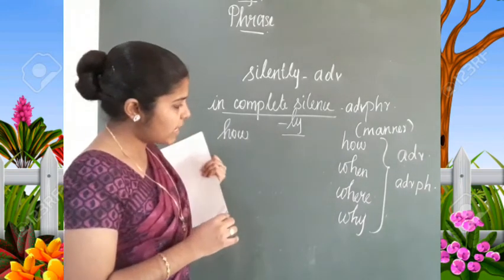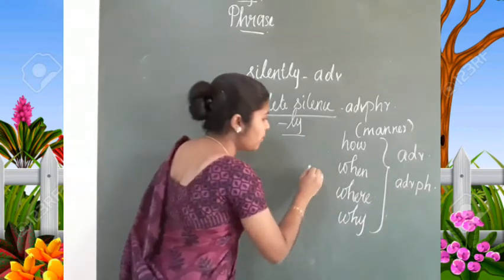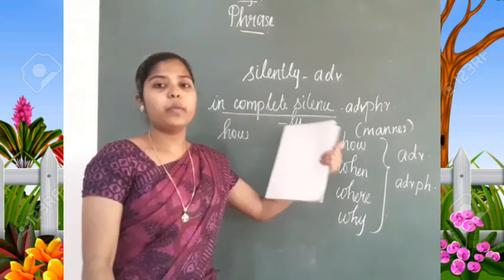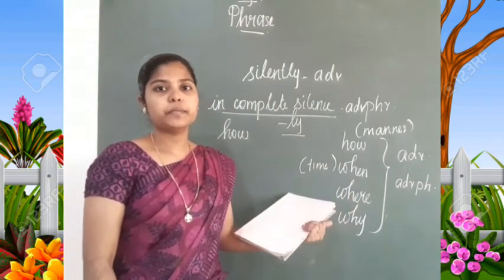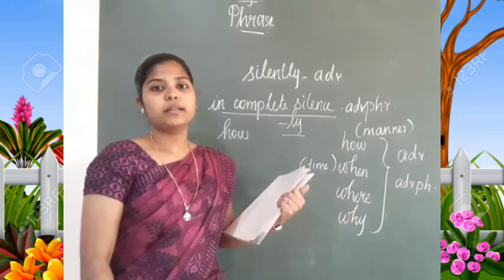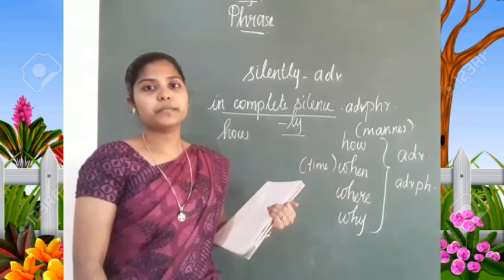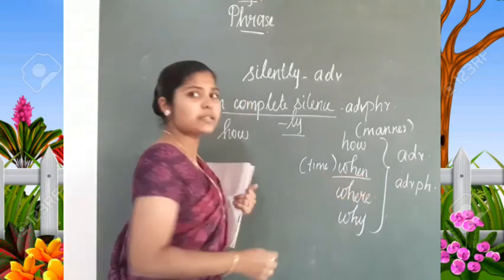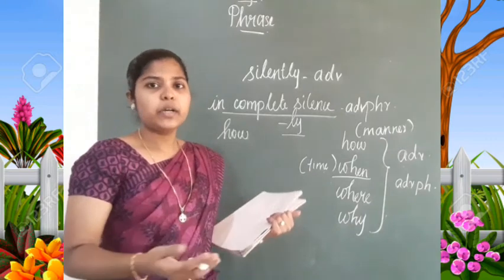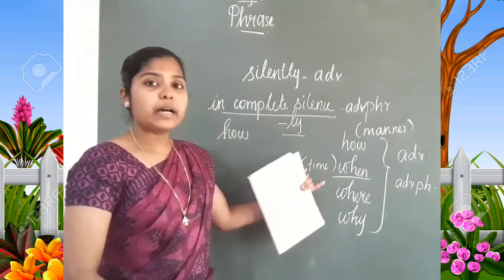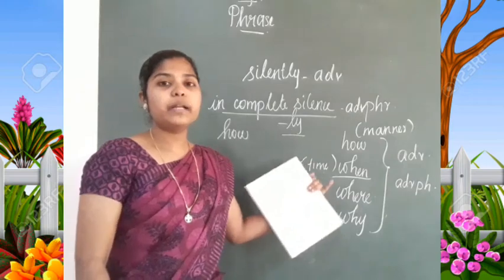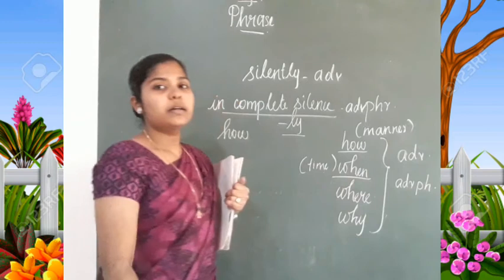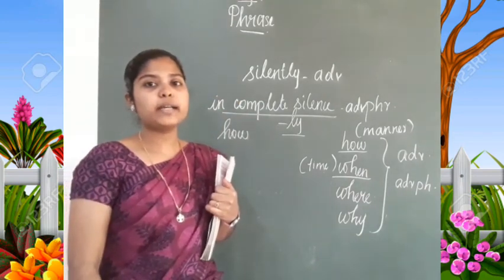And what will be the time? When. When it happened. It indicates the time. When? In the morning, in the afternoon, in the midnight, at 12 o'clock, at 3 o'clock. So these are indicating the time. These adverbial phrases are called adverbial phrases of time. How, manner; when, time. Is that clear, students?